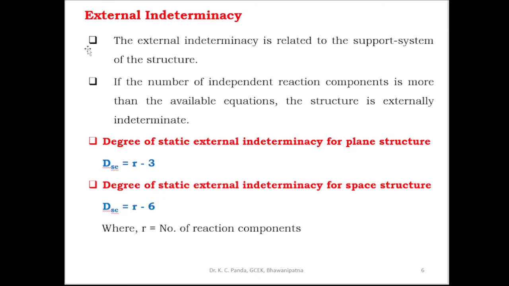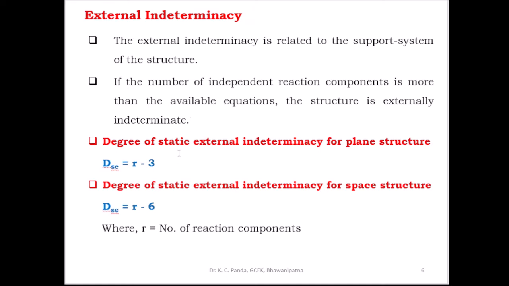Then coming to the external indeterminacy, how the degree of static external indeterminacy of a rigid jointed plane frame and a rigid jointed space frame can be determined. The external indeterminacy is related to the support system of the structure. If the number of independent reaction components is more than the available equations, the structure is externally indeterminate.